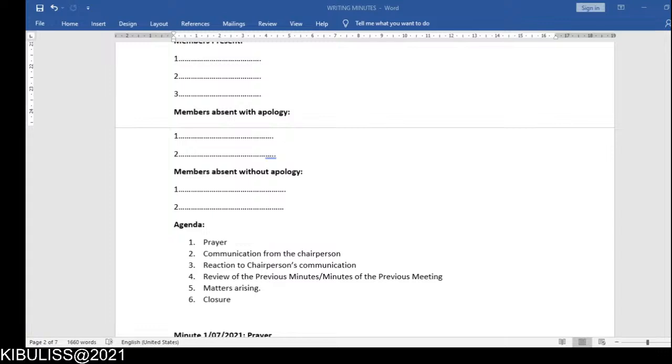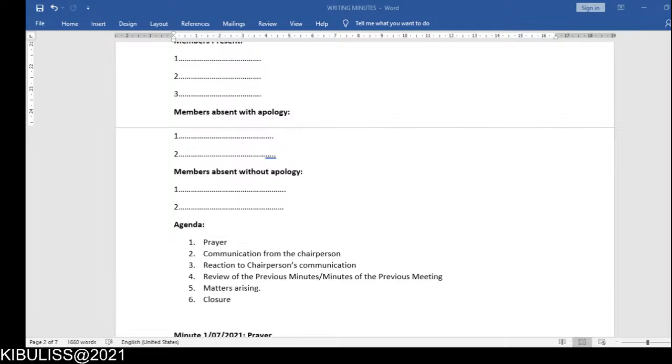Now, under that, I want to emphasize that if it is the very first meeting, imagine this is 2022 and you have a new class meeting, we may not have minutes of the previous meeting because we are starting a new thing, a new term. But if within 2022 you have several meetings of the same group, then we can say we need minutes of the previous meeting. In the agenda, we can have matters arising. You may call them reactions if you want. People are reacting now to the minutes. In number 2, they are reacting to what the chairman communicated.